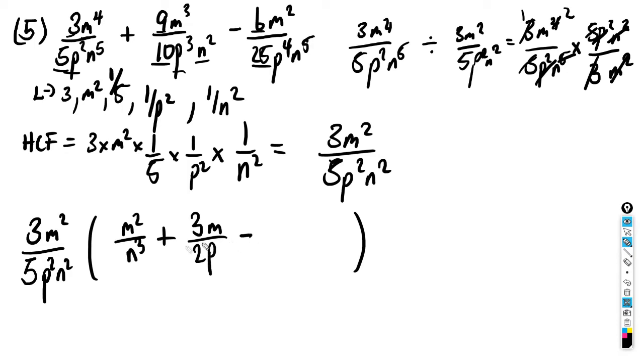Then minus 3 goes into 6 two times. M squared goes into m squared one time, so that's it. Then 5 goes into 25 5 times. P squared into p to the 4 is p squared. And n squared into n to the 5 is n cubed. Right? All right, pretty simple, guys. And that's the last question that we're going to look at referring to this.